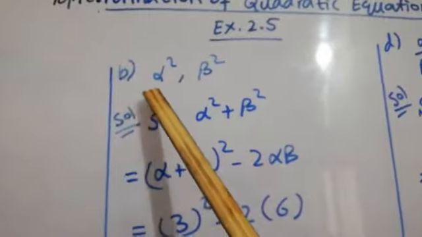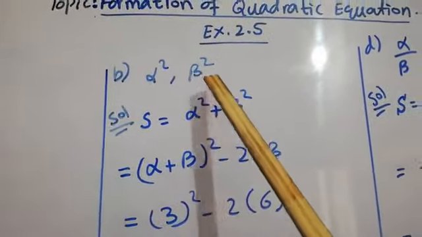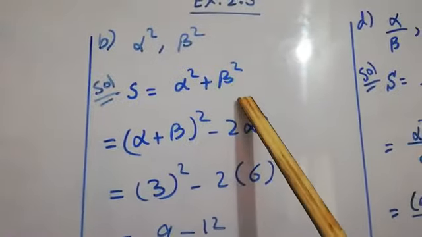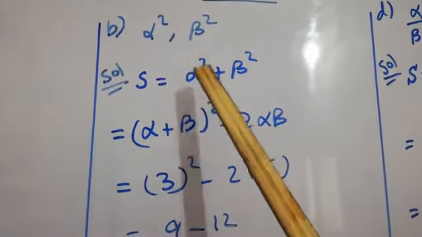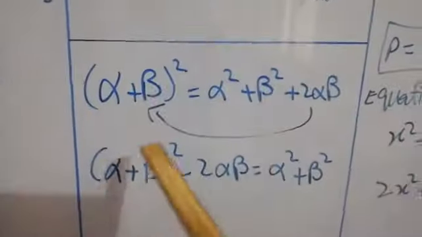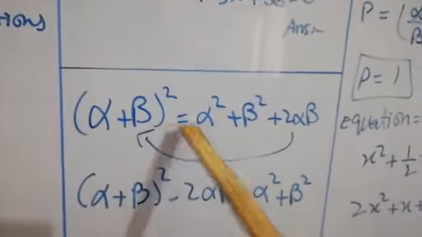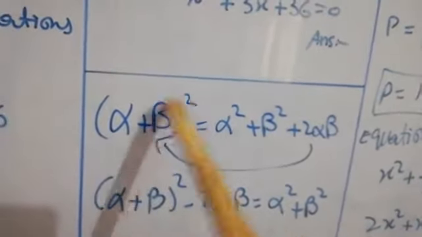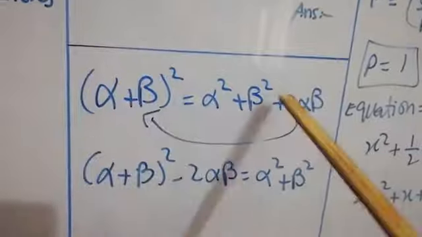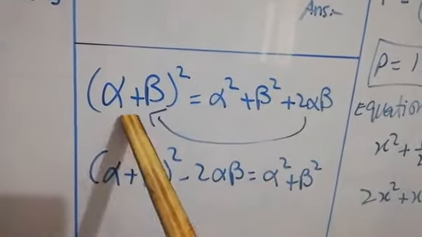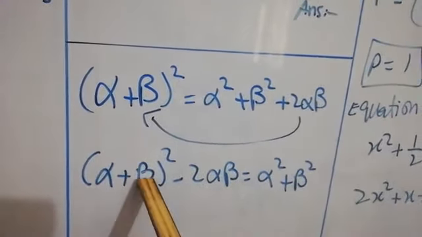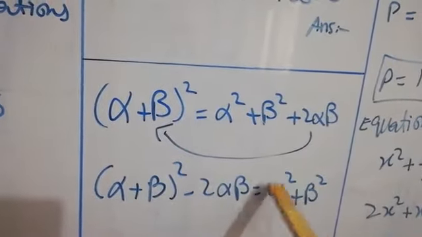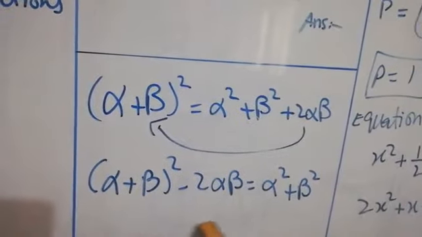So again, now we will write part number b, which is alpha square and beta square. First of all, we will find the sum of these given roots, means alpha square plus beta square. And dear students, now we will move to the rough column. You know that alpha plus beta whole square equals alpha square plus beta square plus 2 alpha beta, like the formula of a plus b whole square. From this, if we subtract 2 alpha beta from both sides, then we will get alpha plus beta whole square minus 2 alpha beta equals alpha square plus beta square.